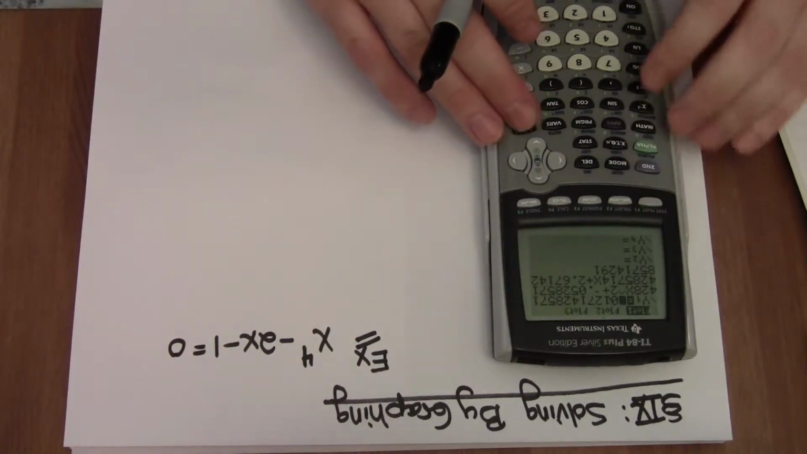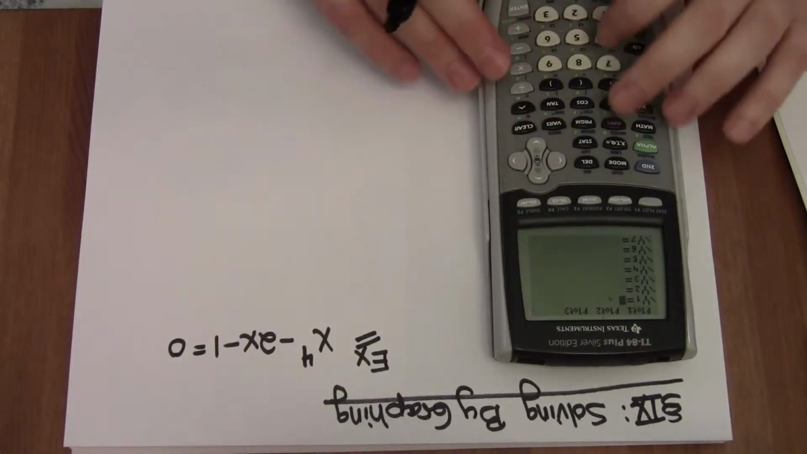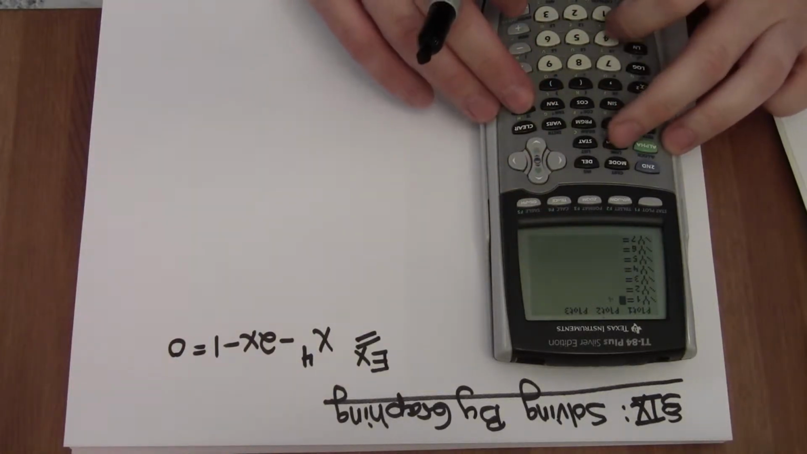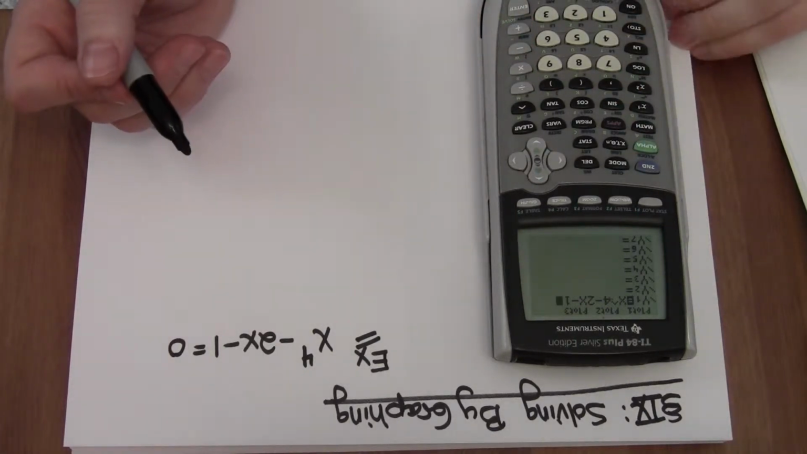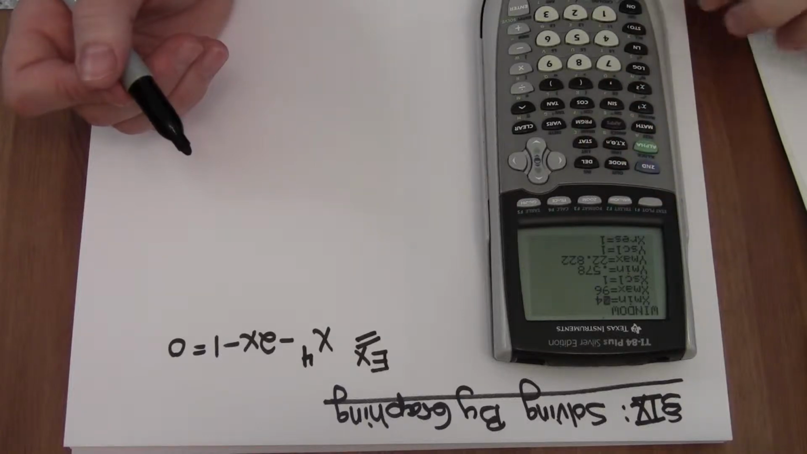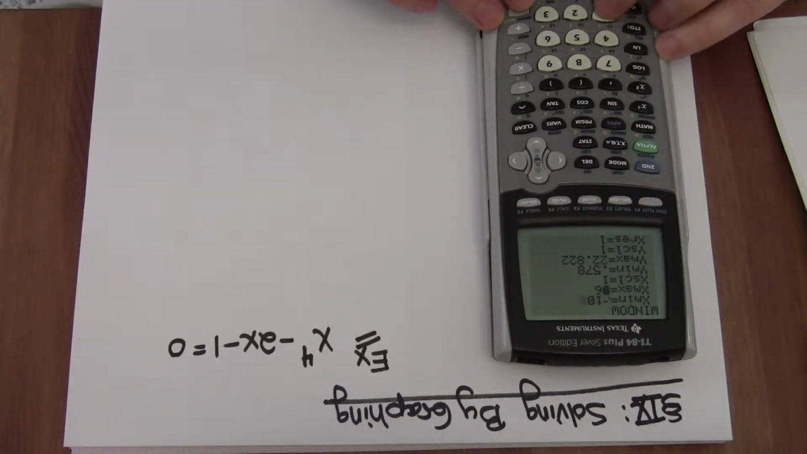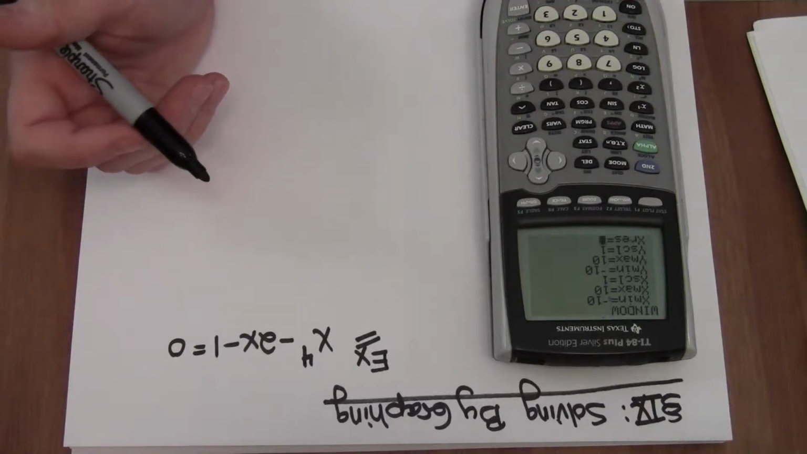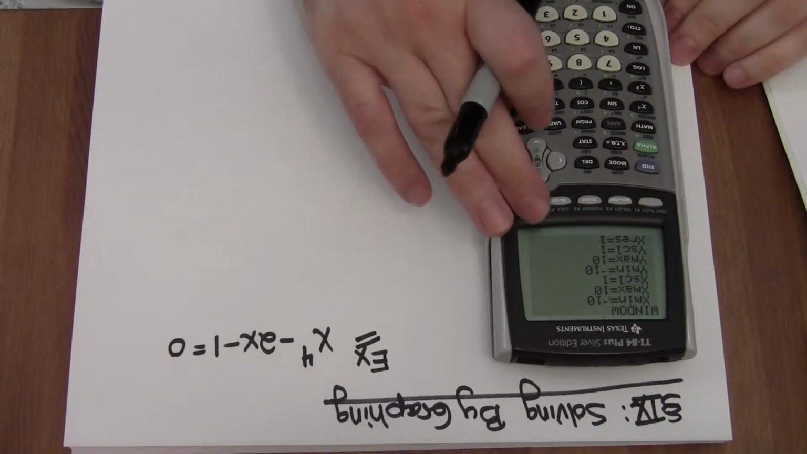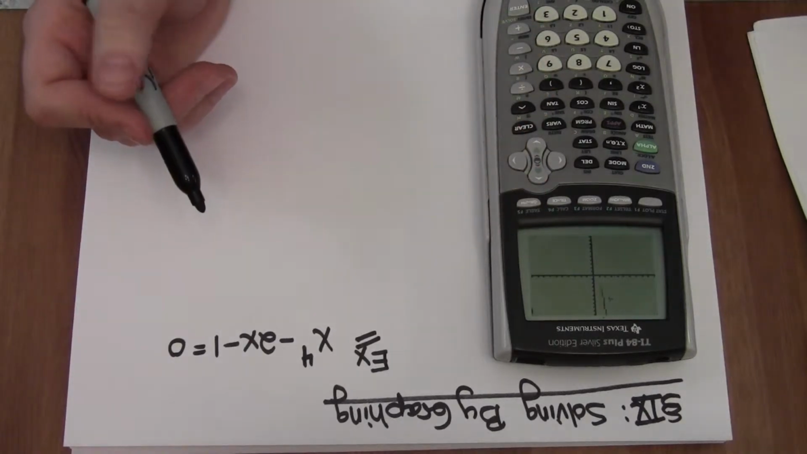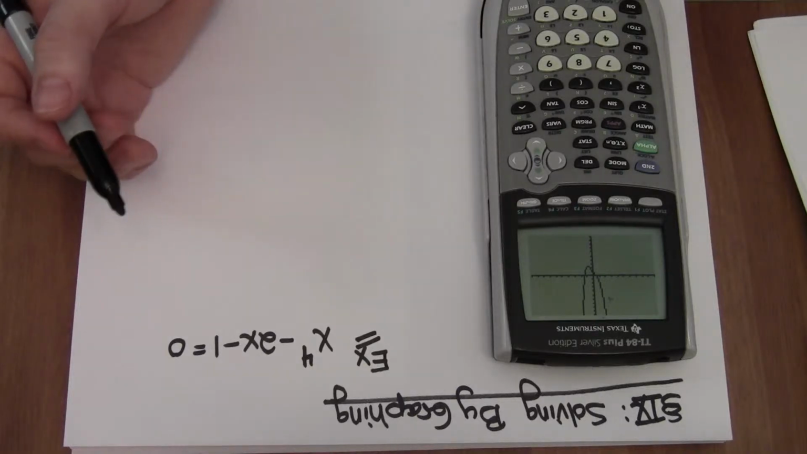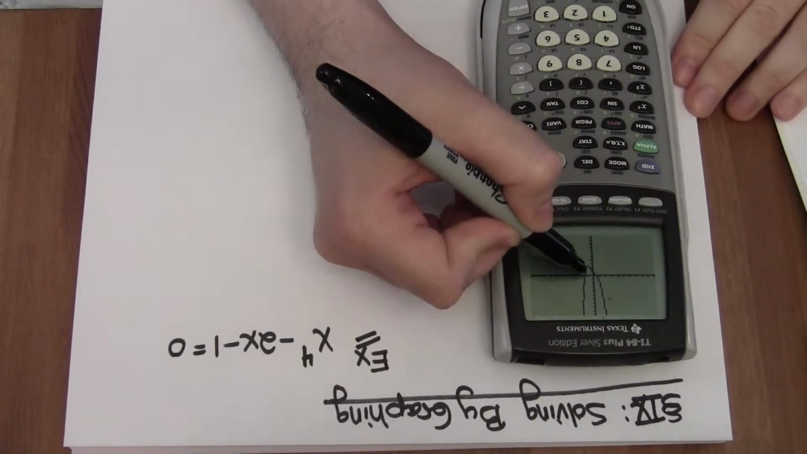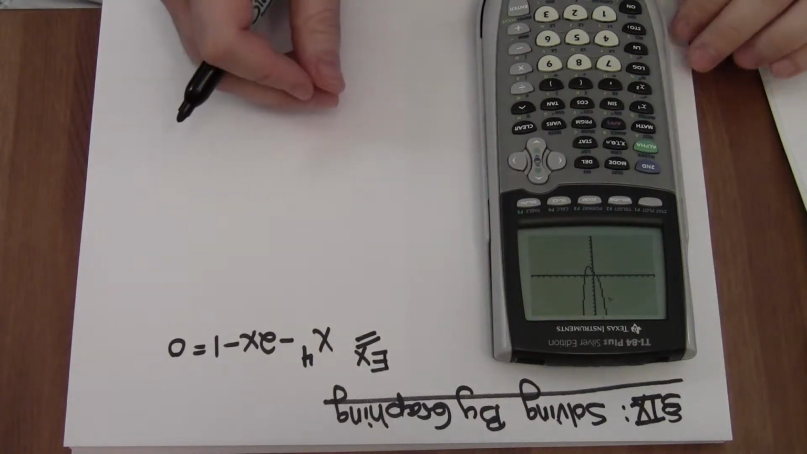To do this, type your function into the y equals spot. Y sub 1 equals x to the fourth minus 2x minus 1. Set your viewing window, and I think a good place to start would be something like negative 10, 10, 1, negative 10, 10, 1. We can change the window if we need to. I'm going to push graph. I'm looking for the x-coordinates of the x-intercepts, and I see one over there and one over there. All I need to do now is find them.